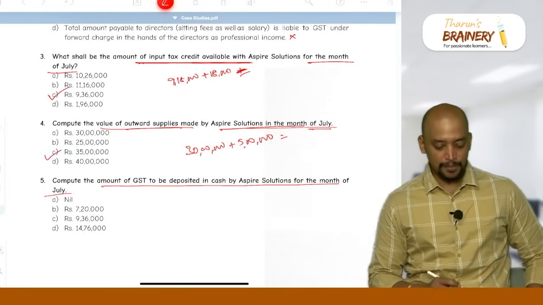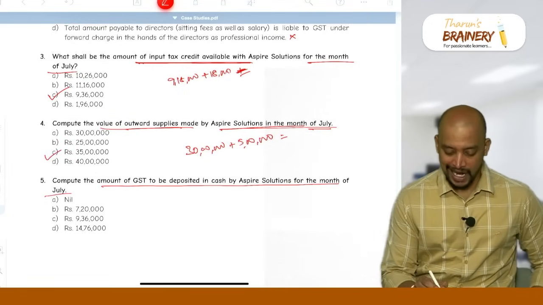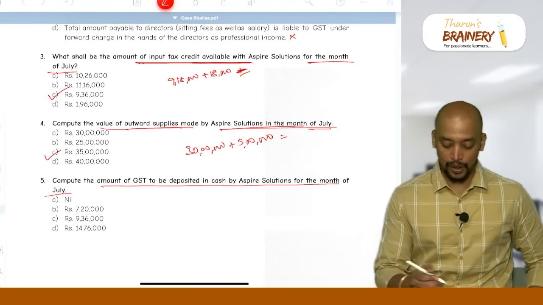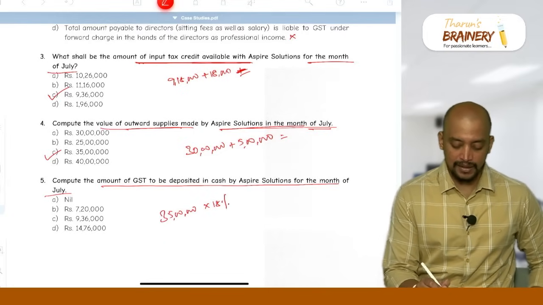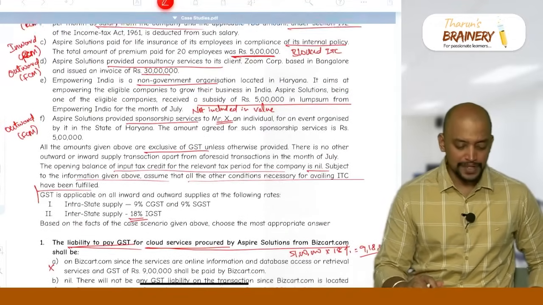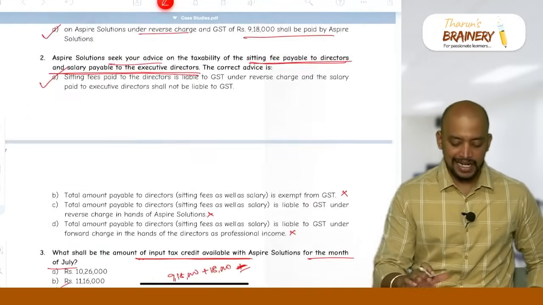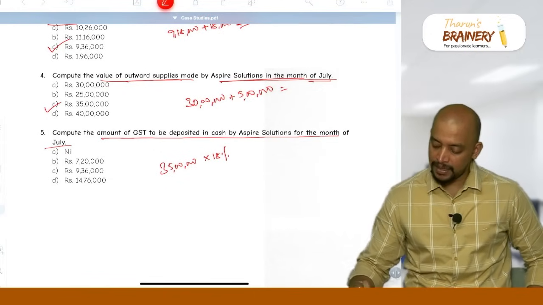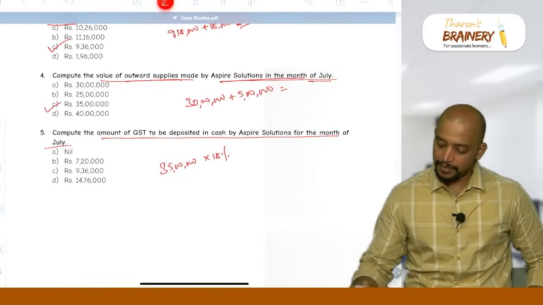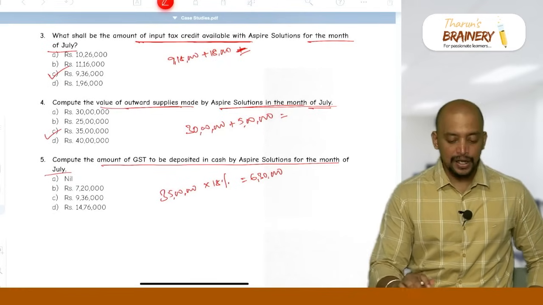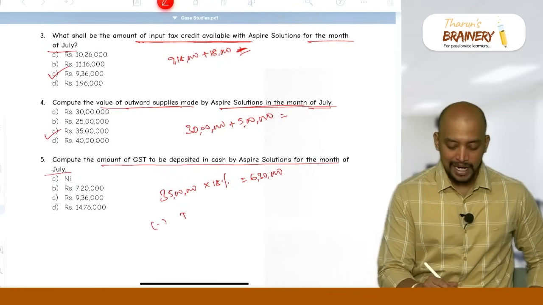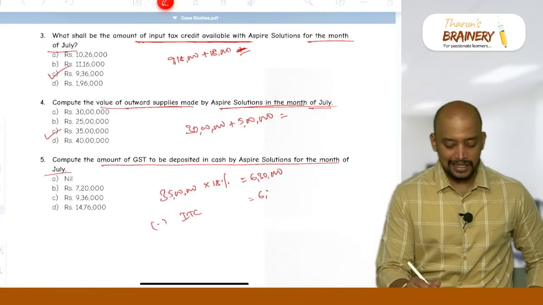And next, compute the amount of GST to be deposited in cash as per the solution. Outward supply is 35 lakhs. On that 35 lakhs, 18%. Check once again, outward supply, FCM both. So 35 lakhs into 18% is their gross liability, which will be 6,30,000. How much is the ITC? ITC is 9,36,000. So minus ITC, 6,30,000 we can use.